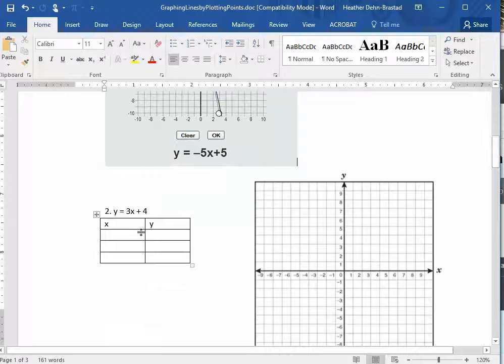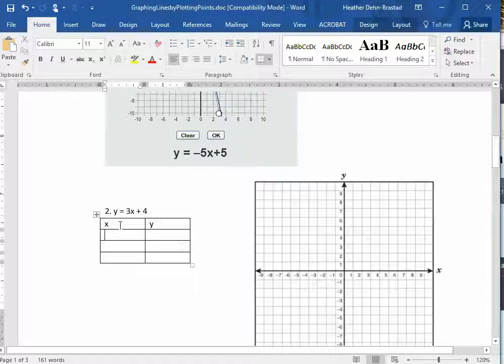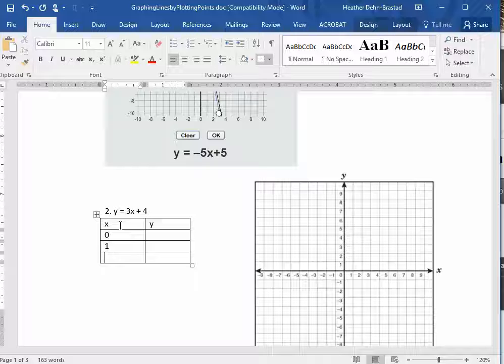All right, let's look at how we would do these problems. I'm going to let x be, you know what, I'm going to let x be 0. That'll be even easier, 1 and 2. So I can let x be whatever points I want, pick 3 easy points, and then for y, I'm going to write the equation here. Y is equal to 3x plus 4.